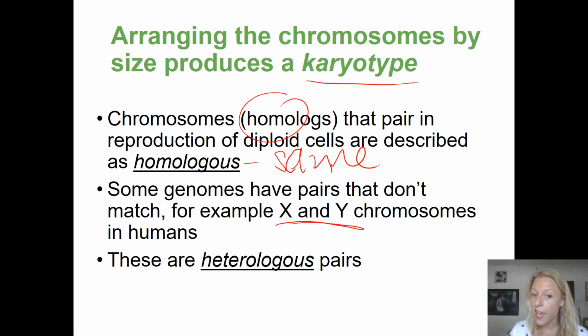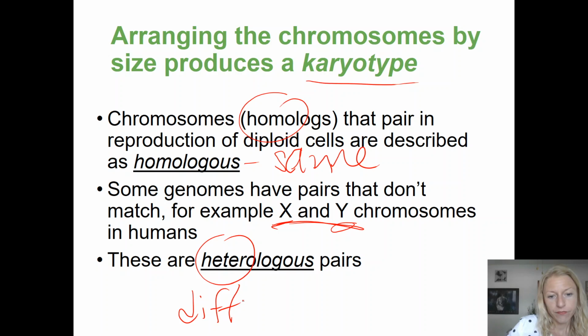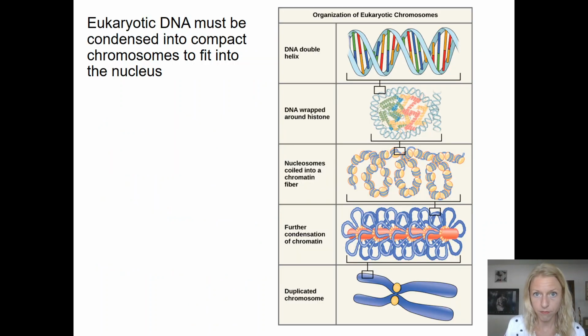Some genomes, like mammals and birds, for example, differ. In mammals, our sex chromosomes are X and Y, and in birds they are Z and W. These are heterologous pairs of chromosomes, or different, meaning they contain different types and amounts of DNA, whereas homologous chromosomes contain the same DNA in the same spot, not necessarily the exact same DNA, but on the same spot, and are identical.